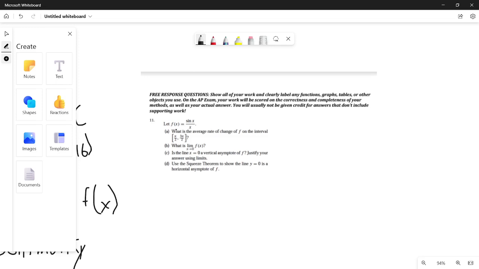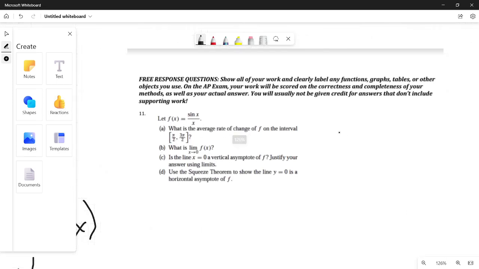So this is the most difficult limits FRQ I've done, so that's why I think it's the most important to go over. This first one is actually relatively simple. I still got it wrong, but you know, we all have bad days.